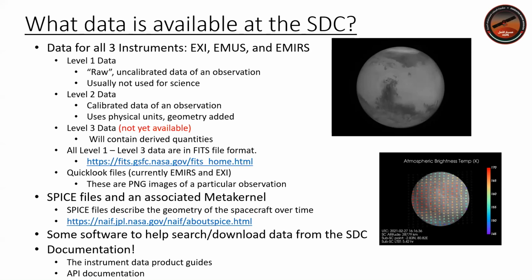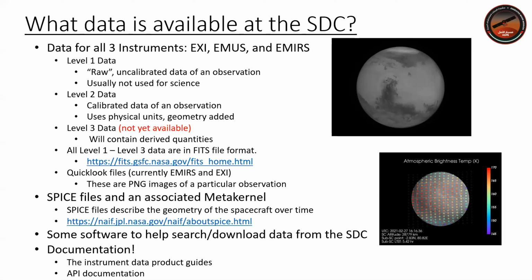Beyond level 2 are level 3 data, which are not yet available at the Science Data Center, and that's by design. That'll be released in a couple of months. I'll go over the release schedule in a later slide. And that'll contain derived quantities. What's physically in those files will be determined by the different instruments.